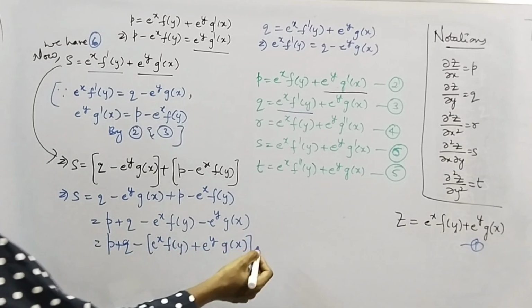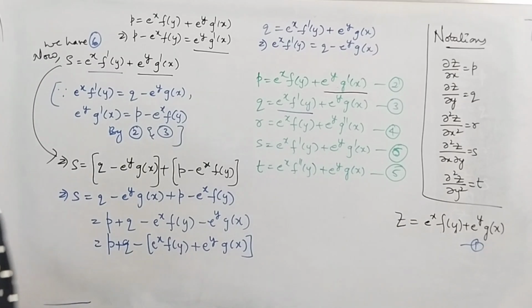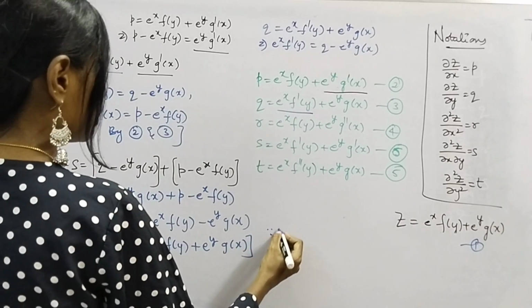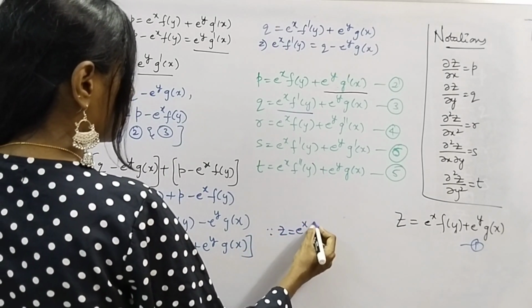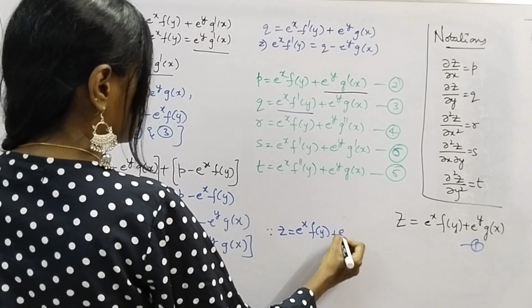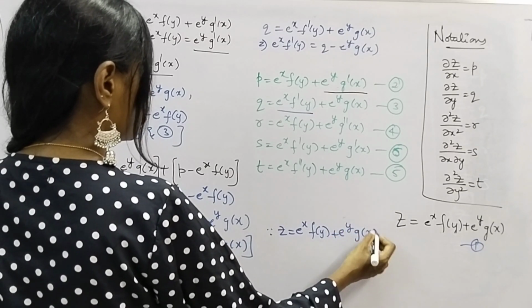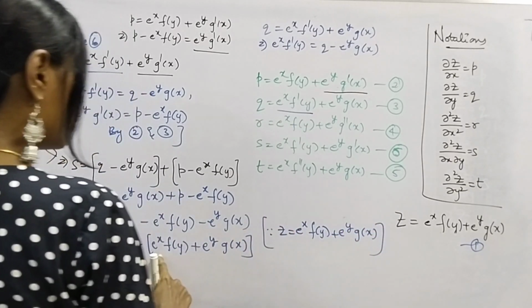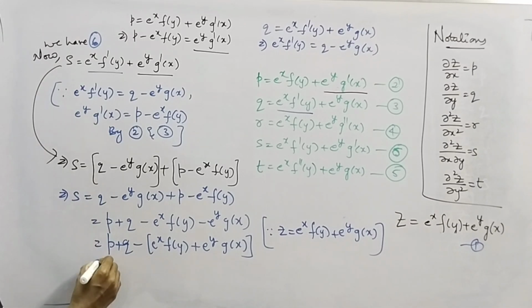We have seen this somewhere, right? Which is z, since z equal to e power x f of y plus e power y into g of x. So what can we do now? We can just replace it by z. This gives us p plus q minus z. So we got s equal to p plus q minus z, right? Which is a partial differential equation of order 2, right? Fine.